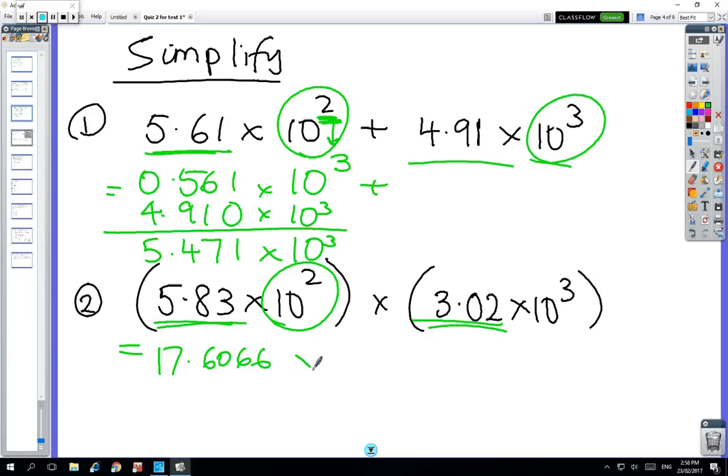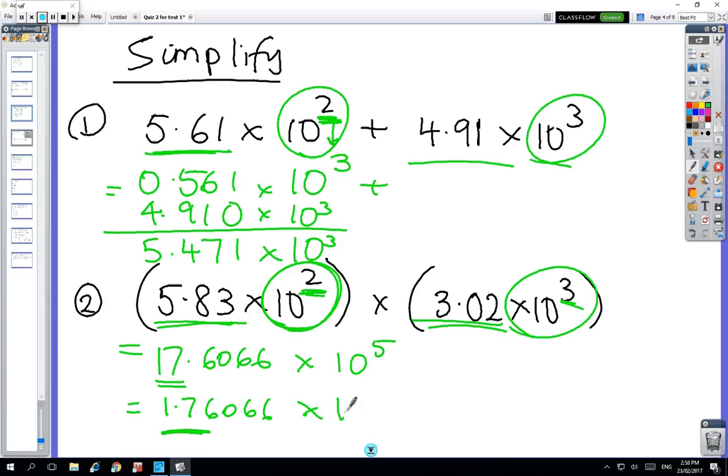And then I've got times 10 squared times 10 cubed. So I'm going to end up with 10 to the 5. Just add those numbers together. 2 plus 3 is 5. We're multiplying. And then this number is too big for scientific, so go back 1 spot. So I've made this number smaller, so I've got to make this number bigger. Okay, and that's the answer. Alright, let's move across to the next question.